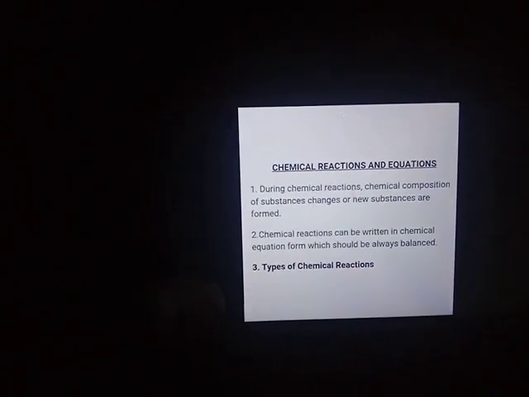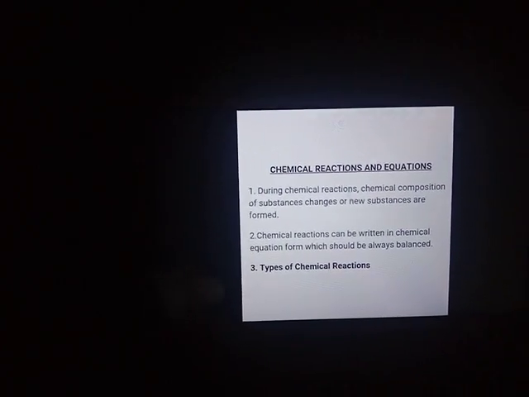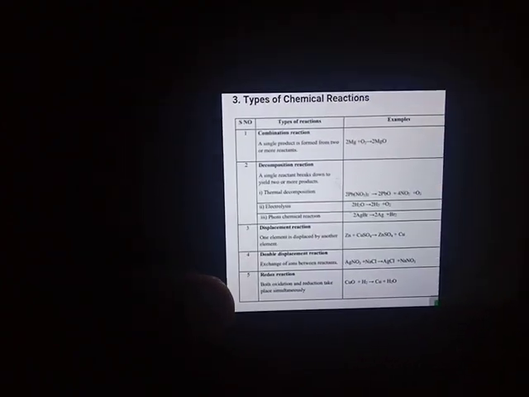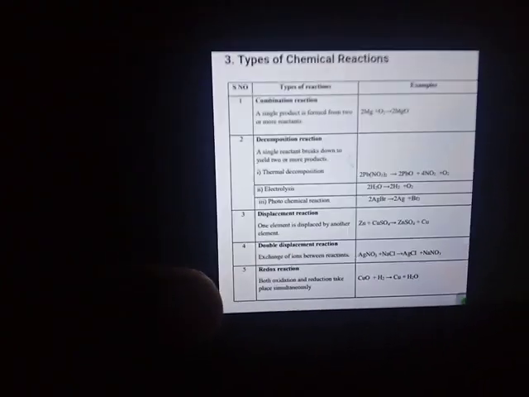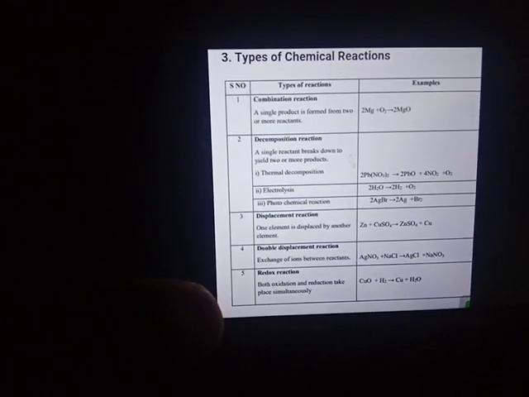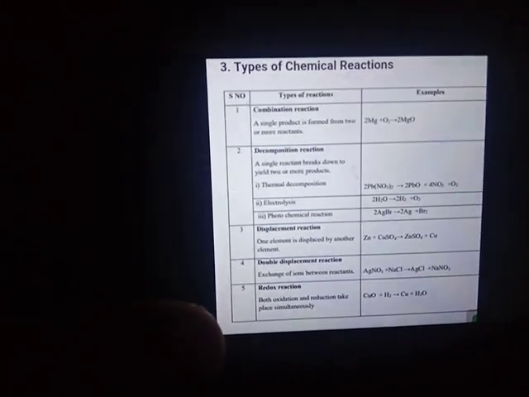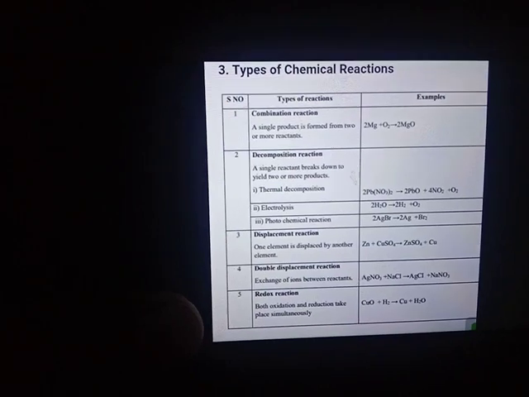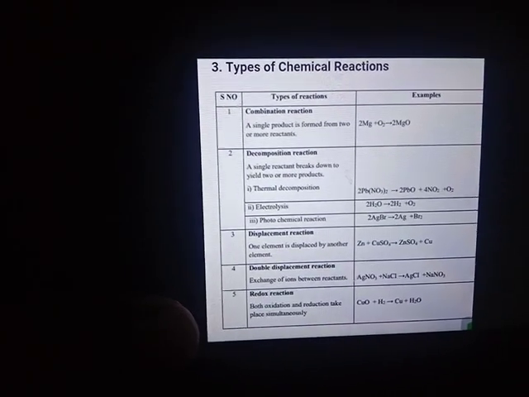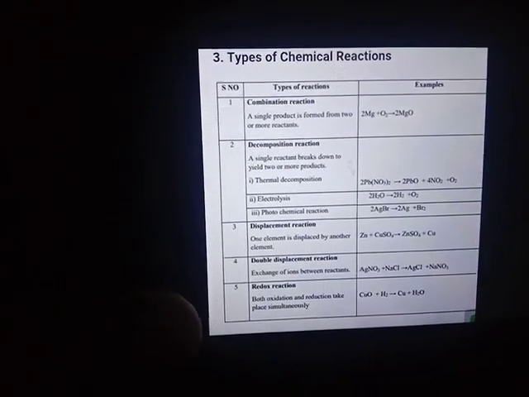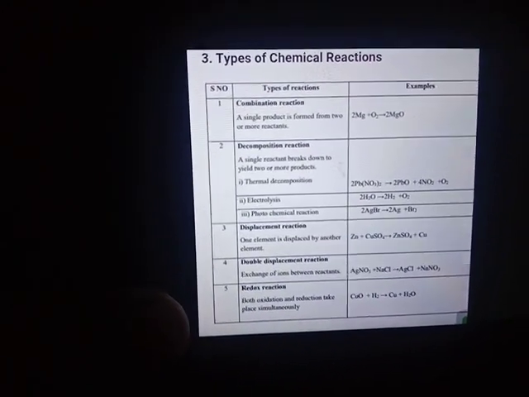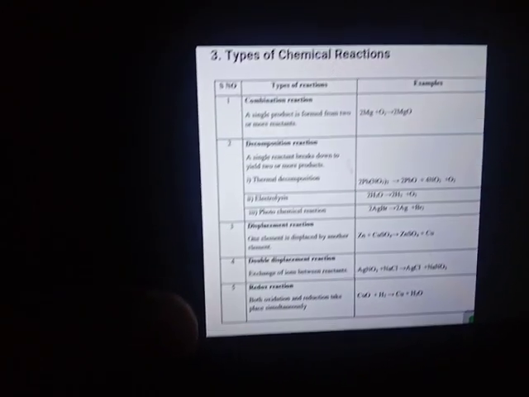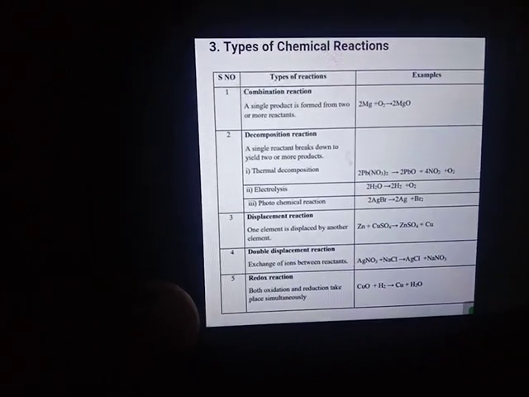The next one is types of chemical reactions. So what are the types? Combination reaction, decomposition, displacement, double displacement, and redox reactions. In combination, we know a single product is formed from 2 or more reactants. Here is an example: when magnesium reacts with oxygen, it gives magnesium oxide.